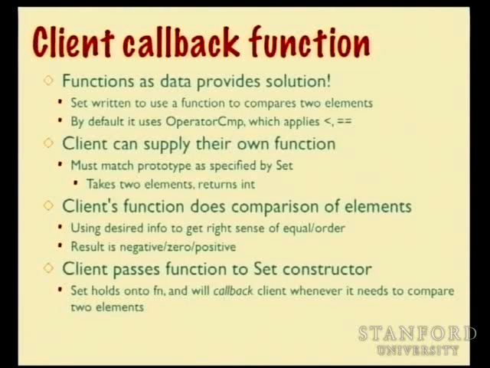So the client writes a function. If I want to put student T's into a set, then I need to say, when you compare two student T's, what do you look at to know if they're the same or how to order them? Maybe I'm going to order them by ID number. Maybe I'm going to use their first and last name. Whatever it means for two things to be equal and have some sense of order, I write the function, and then I pass it to the set constructor. I say, here's the function to use. The set will hold on to that function. So I say, here's the compare student structure function. It holds on to that name, and when needed, it calls back.